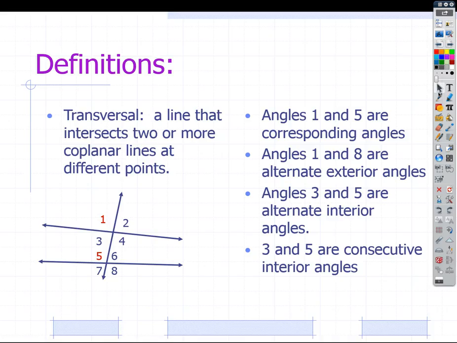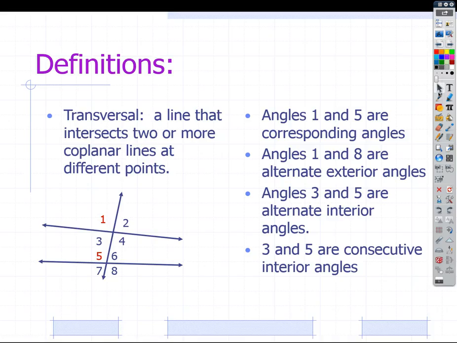So now, if we have a situation like that, where we have 2 lines that are cut by a transversal, then that creates a situation where we've got a bunch of angles, right? In fact, we get 8 angles. Every time 2 lines intersect, they create 4 angles, right? So 2 lines being intersected by a transversal creates 8. We can discuss those as being in relationships, right?